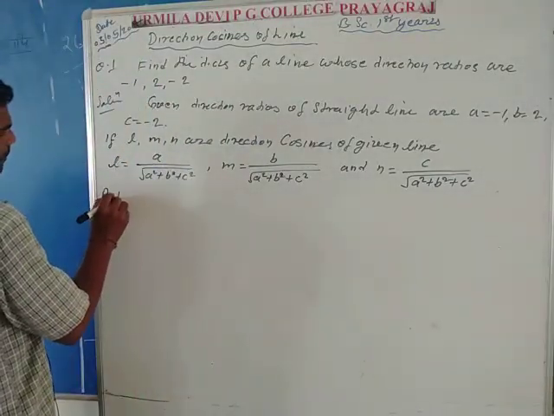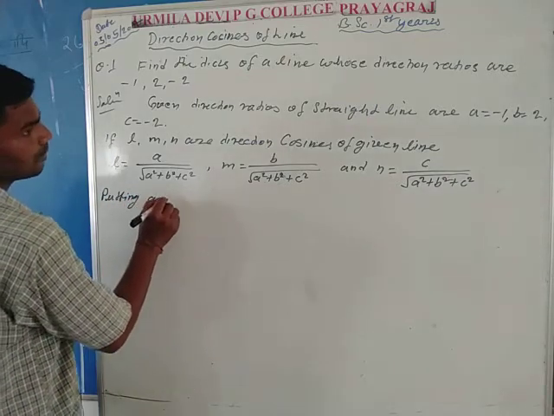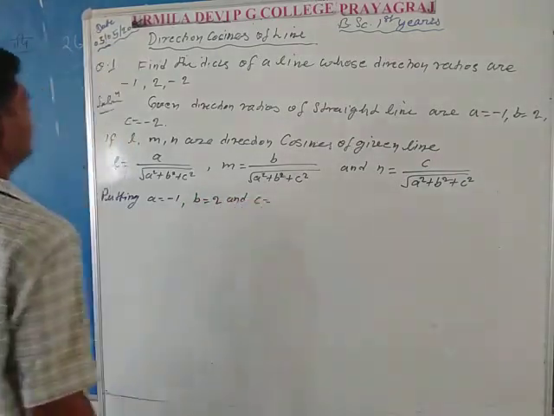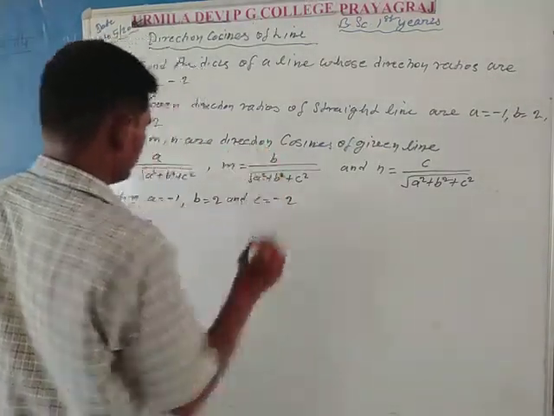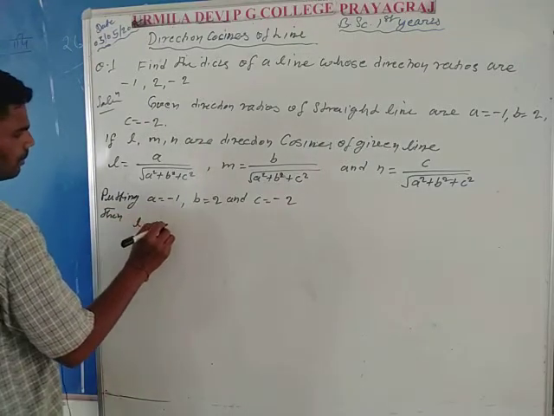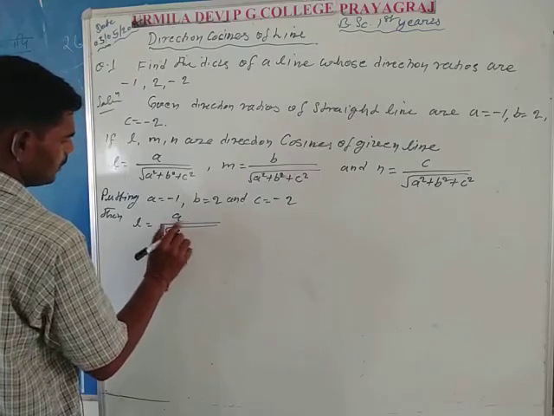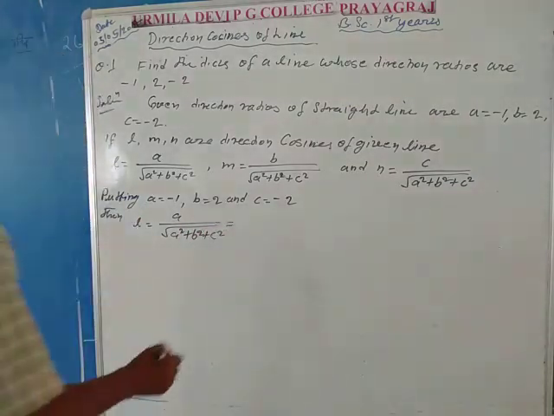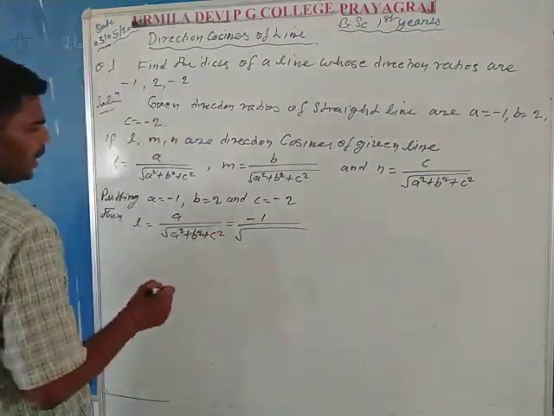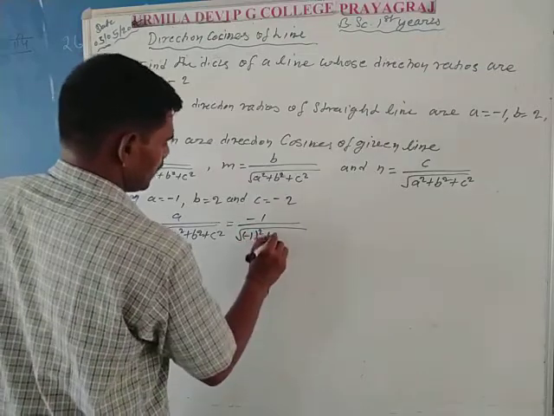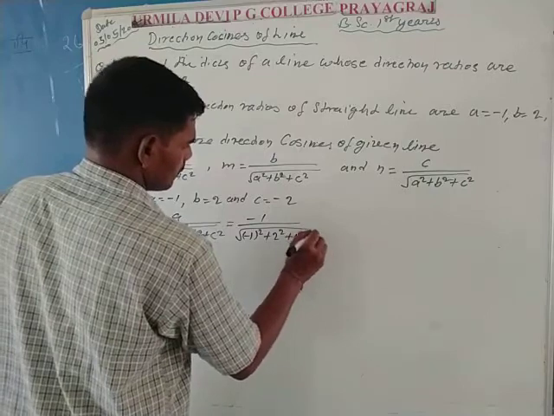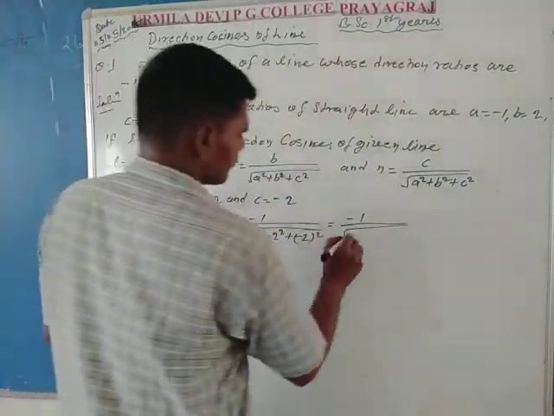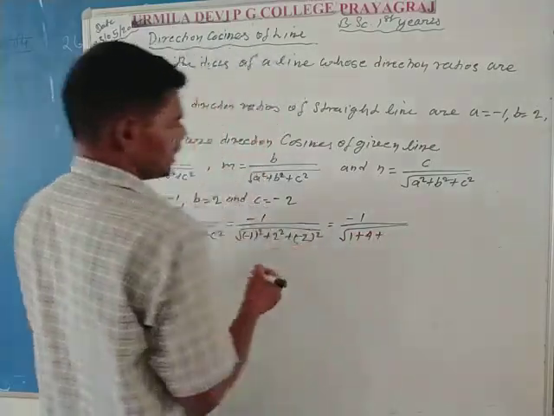Therefore, putting a is equal to -1, b is equal to 2, and c is equal to -2, then l is equal to a divided by under root of a square plus b square plus c square, which is equal to -1 divided by under root of (-1) whole square plus 2 whole square plus (-2) whole square, which is equal to -1 divided by under root of 1, since 1 whole square is 1, 2 whole square is 4, and -2 whole square is 4.